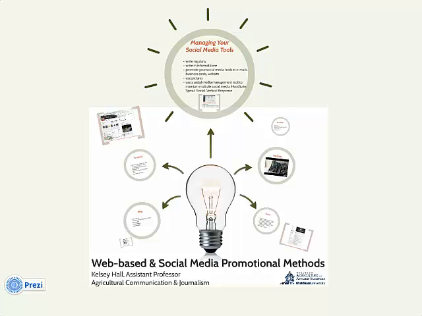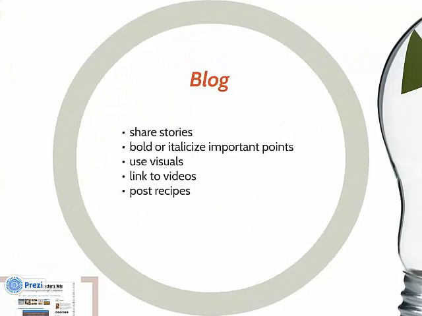Now, with that being said, it's great to have a website, but you have to find ways to drive traffic to it and get people to go to it. And one of the most effective tools is through social media. And there are 4 main tools that have been very effective in the agriculture industry for promoting our products to consumers. And the first I'm going to talk about is a blog.